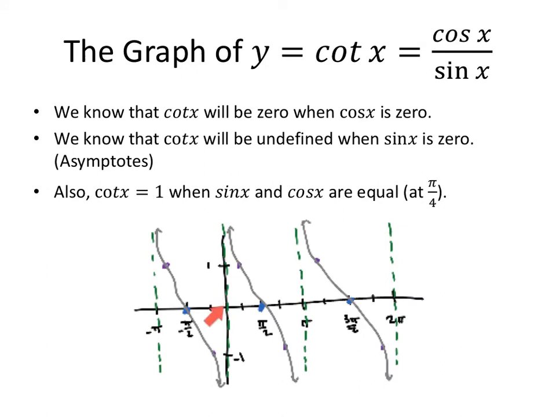So I know, starting here at 0, sine is 0, so I have an asymptote. At pi over 4, both sine and cosine are square root of 2 over 2, so my cotangent of pi over 4 will be 1. Cosine of pi over 2 is 0, so cotangent of pi over 2 is 0. At 3 pi over 4, cotangent is negative 1, and then at pi, we'll have another asymptote. Notice, this looks a lot like the graph of tangent, only these are little decreasing curves.